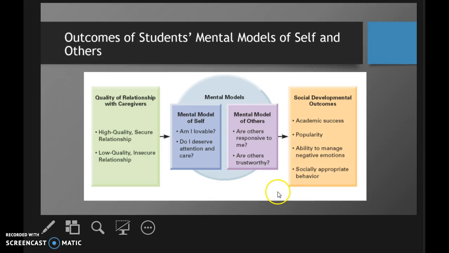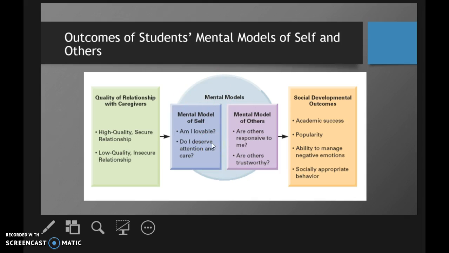Here's just a picture outlining a little bit more about this mental model figuratively. So quality of relationships with caregivers, again, can go one of two ways. Either we have high quality relationships or low quality relationships. And as a child in early childhood years, they ask themselves, am I lovable? Do I deserve attention and care? And through that, we start to construct our mental models, representing the blue area here.